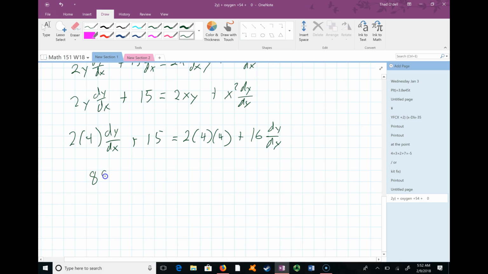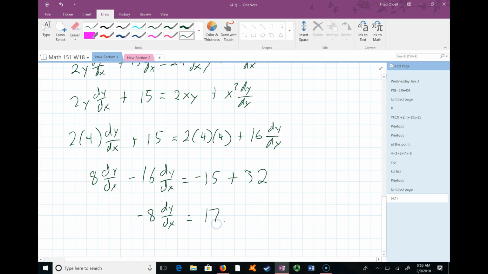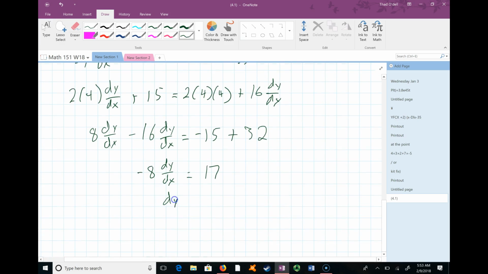So this is going to be 8 dy dx, and I'll move the 16 over there, so it'll be minus 16 dy dx. Move the 15 over here, that'd be negative 15 plus, and that would be 16 times 2 is 32. Okay, so when we combine these, we get negative 8 dy dx, and negative 15 plus 32 is 17. And so finally we get dy dx is equal to negative 17 over 8.